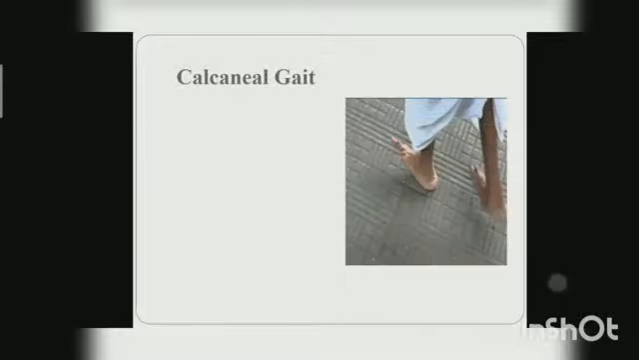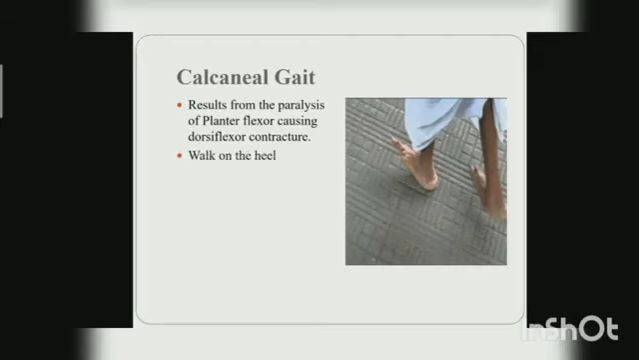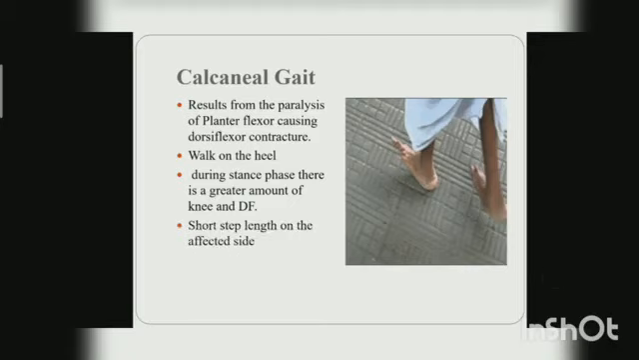Next one is the calcaneal gait. We are observing in this picture that the person is walking on the heel. It results from paralysis of the plantar flexors causing dorsiflexor contracture. The person will walk on the heel, and due to this, during the stance phase, there is a greater amount of knee and ankle dorsiflexion. As well, there will be a short step length on the affected side, and limb support duration is shortened in calcaneal gait.